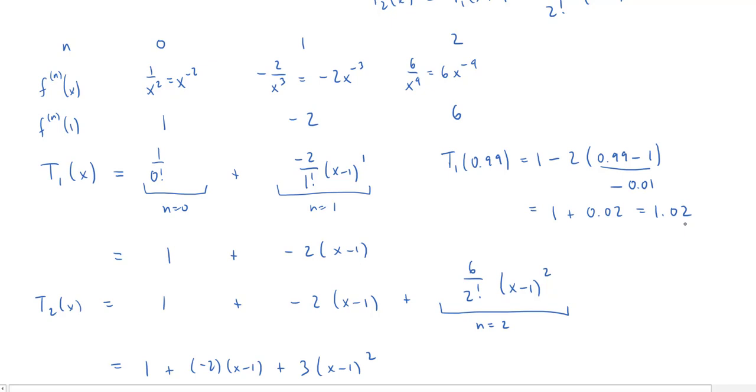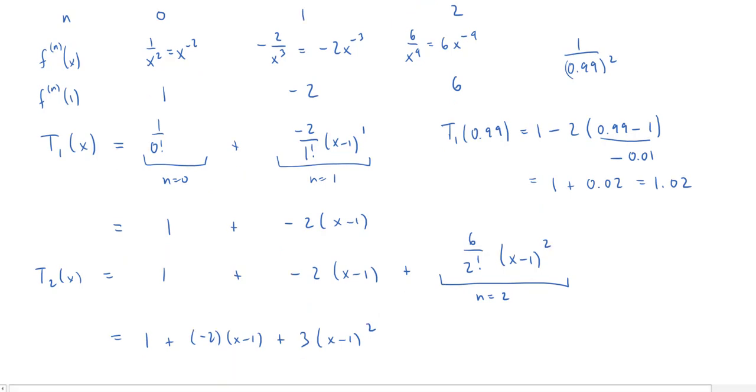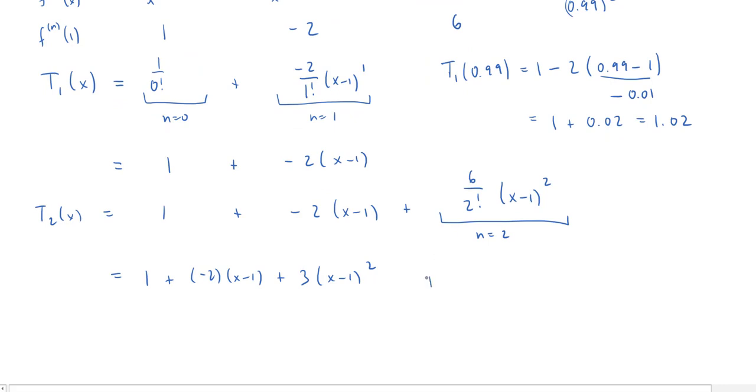All right, so that's a pretty easy approximation for computing, right? Again, what are we computing? 1 over 0.99 quantity squared. All right, I wonder if we can do any better with the T2 approximation. So let's come down here. So T2 of 0.99. Well, we know that's going to be the T1 approximation plus an extra term, right? Because remember, this is our T1 of x. So this will be 1.02 plus 3 times 0.99 minus 1 quantity squared.